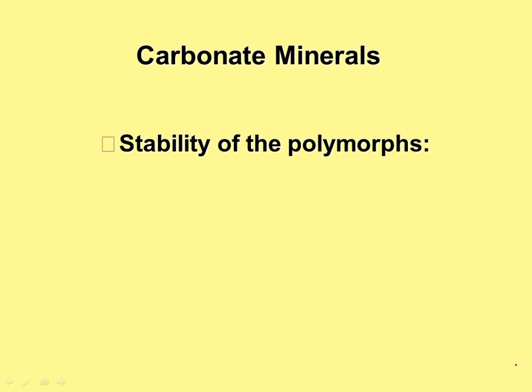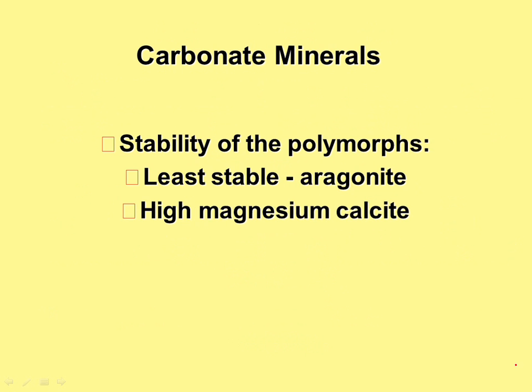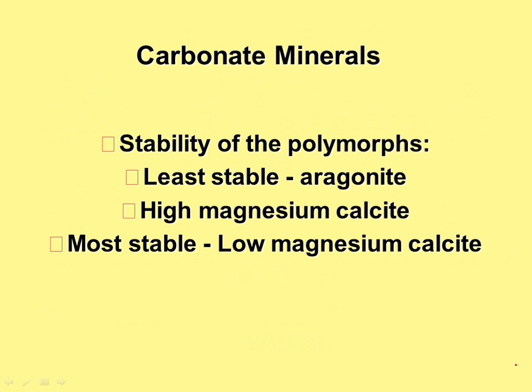The different polymorphs of calcium carbonate have different stabilities, and the least stable of those is the aragonite. The next most stable is high magnesium calcite, and the most stable of all of the carbonate minerals is the low magnesium calcite. And this is important in part because of what is preserved and how it is preserved in the rock record.